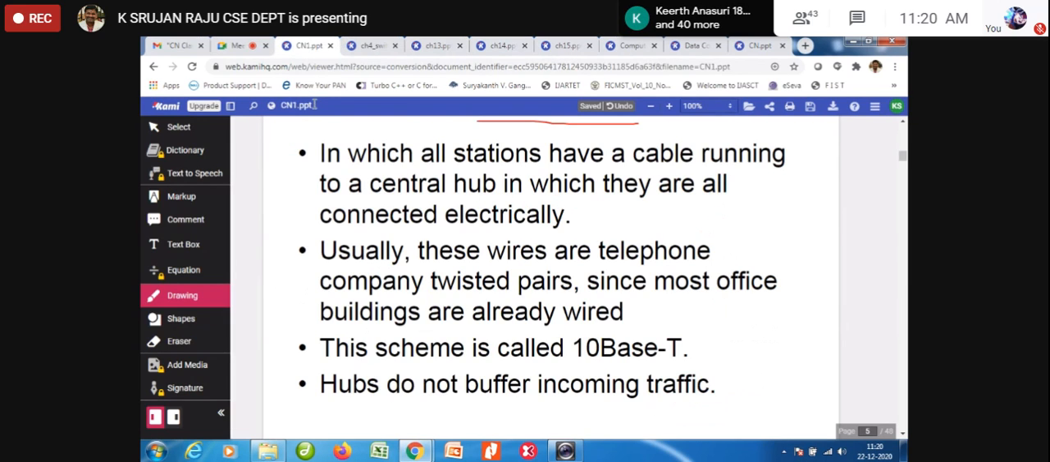In 10BaseT, these wires are the telephone company twisted pair wires. Since most office buildings are already wired, it is easy and cheaper. Now this we call 10BaseT, and hubs do not buffer the incoming traffic. This you need to remember.